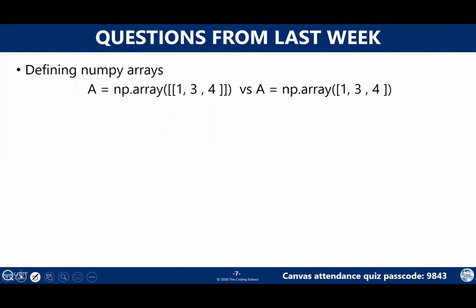Oh, actually, sorry. So quick clarification from last week. This is actually something I think I already addressed in our last lecture, but this was a common point of confusion for a lot of people. Just the difference between defining NP arrays with double brackets or single brackets. Just as a quick refresher, this notation over here where you use double brackets allows you to be explicit about defining row vectors or column vectors. So in this case, I'm defining a row vector. I can also define a column vector by doing this.